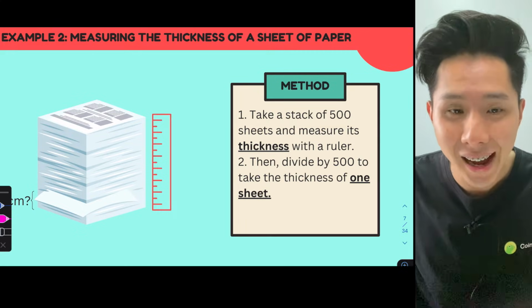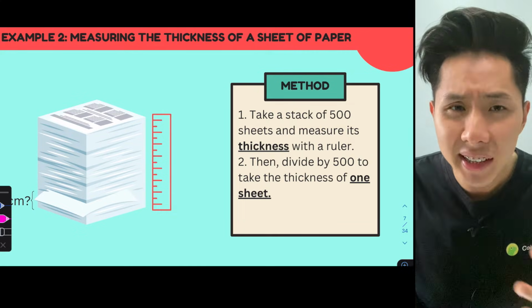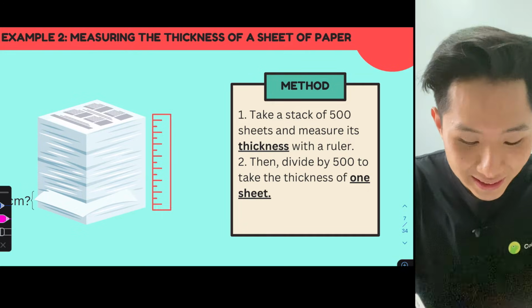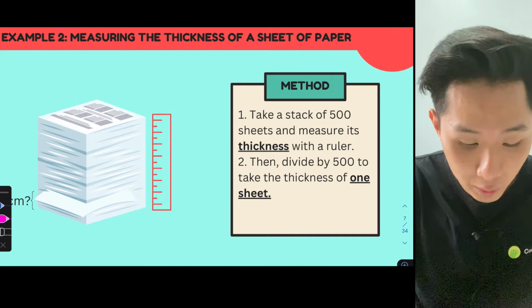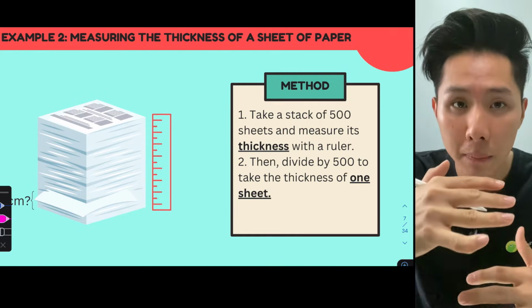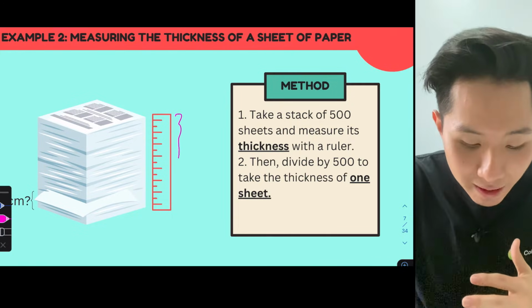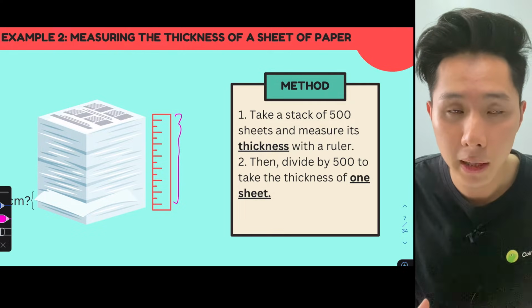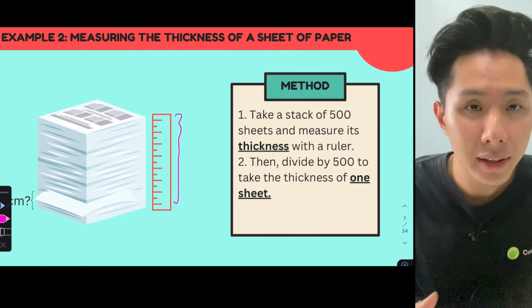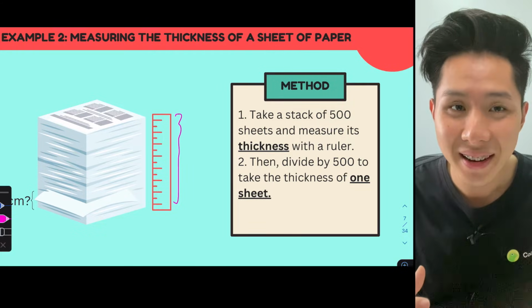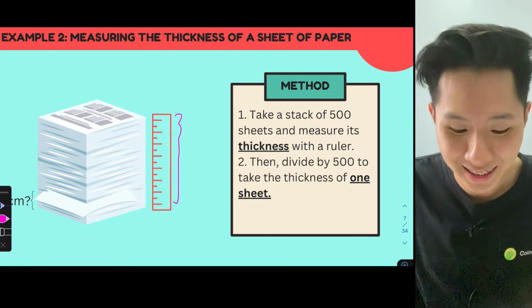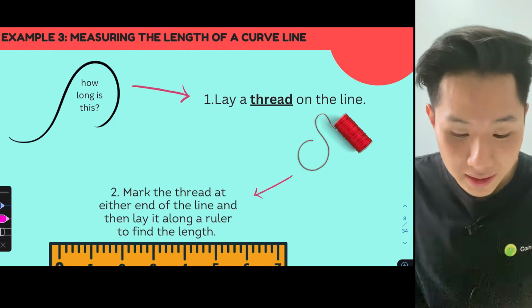A second example where we need to measure is the thickness of something. For instance, here we have paper. It's not easy to measure just the thickness of one paper. Here's an example of how to do that. We stack up all the papers, like 500, and then measure the thickness of the 500 pieces of paper using a ruler. To get the thickness of one paper, we simply divide it by 500 to get the thickness of one sheet.